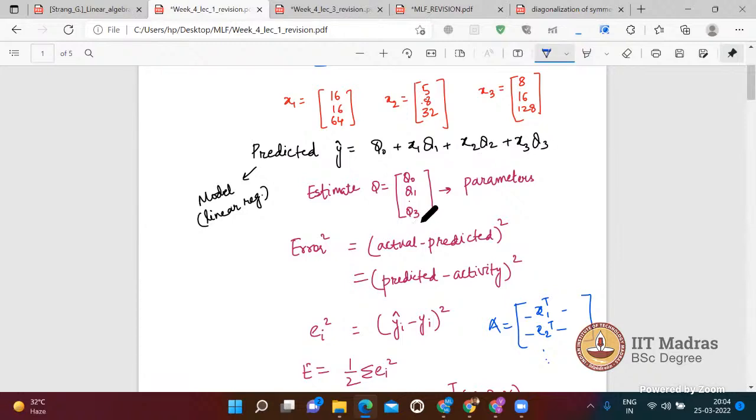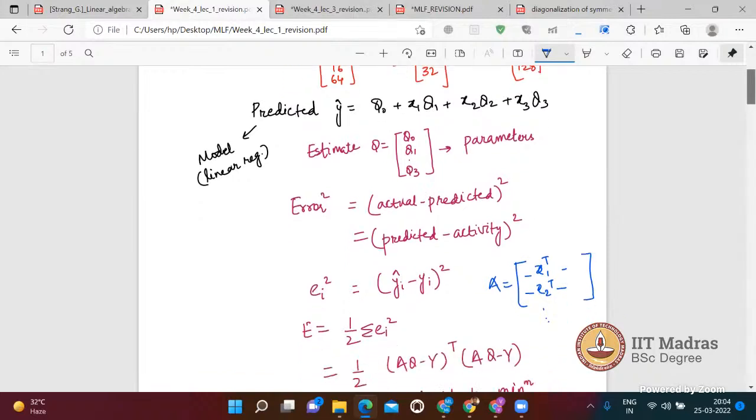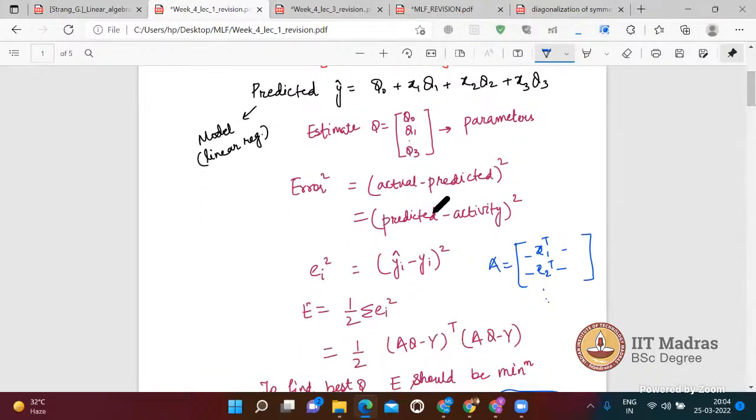So theta can be written in this form. Theta naught, I already told you, is a dummy value, and theta 1 to theta 3 are our weights, or you can say the parameters. We can write the error in this form: the actual one can be written as A into theta, where A is our features matrix and theta is the parameter. So A theta minus Y we can write.